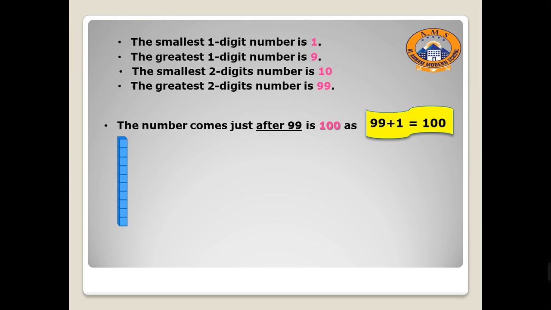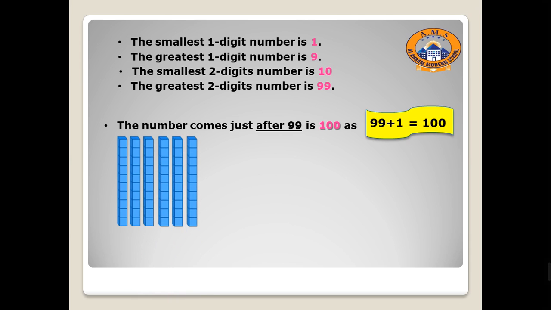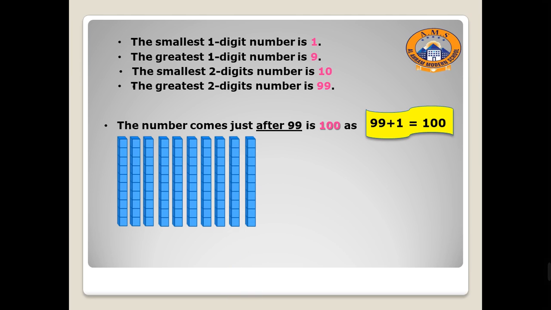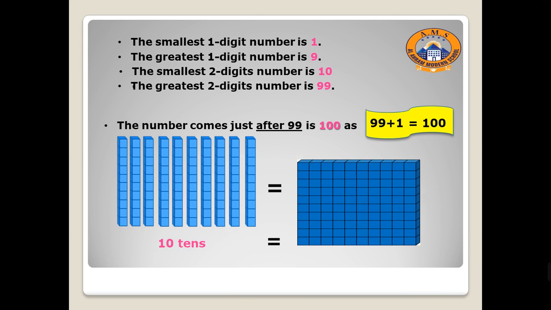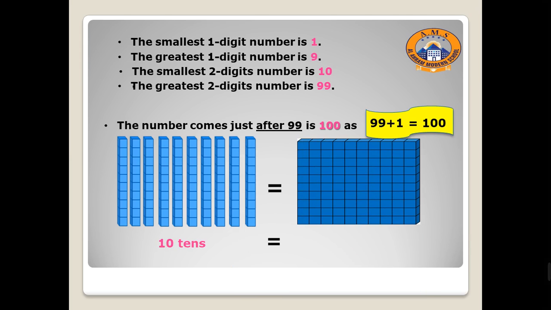As we know, each column has 10 ones. So let's count with me. 1 ten, 2 tens, 3 tens, 4 tens, 5 tens, 6 tens, 7 tens, 8 tens, 9 tens, 10 tens. If you collect them in one model, like this, you can say 100. So 10 tens equal 100.